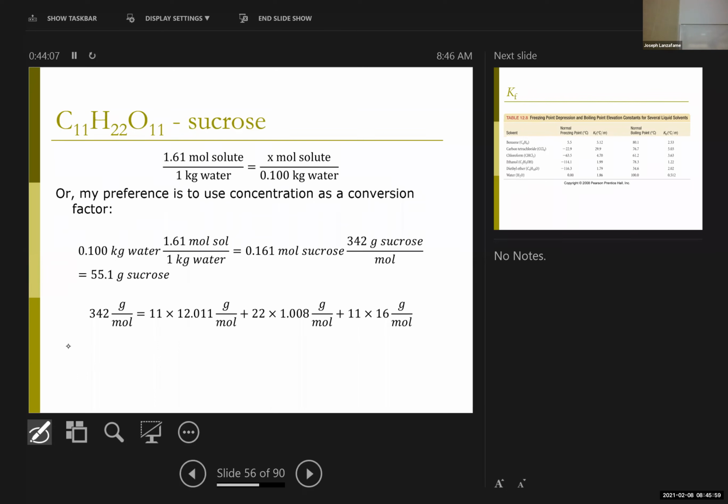In the case of it being sucrose in my 100 grams of water, I can then determine an exact amount. 100 grams is 0.1 kilograms times 1.61 moles per kilogram means that, again, I've now labeled it sucrose because I'm using sucrose, but 0.161 moles of anything will work. Since it's sucrose, and sucrose has a molar mass of 342 grams per mole, 55.1 grams of sucrose will work.